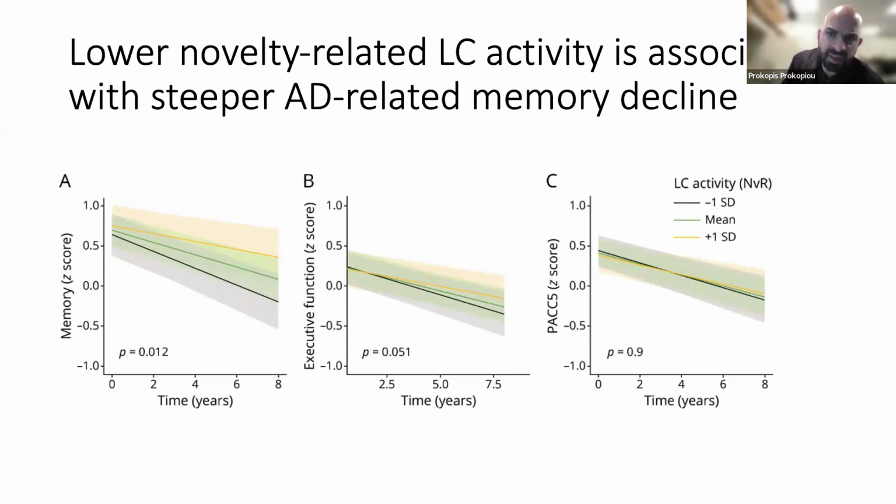When examining the direct associations between novelty-related LC activity and cognition across different domains, we observed a stronger relationship between lower LC activity and memory decline, but not with executive function or the preclinical Alzheimer's disease composite score. So these associations in terms of cognition were very specific in the memory domain.